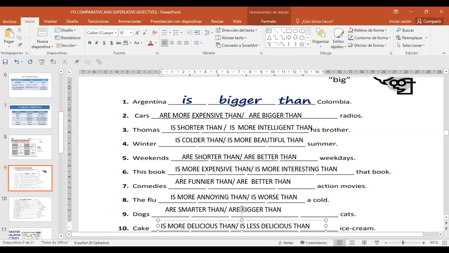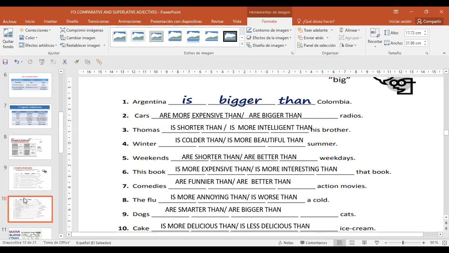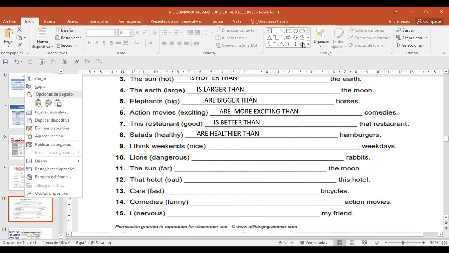And in both cases, I'm comparing, and I'm using the adjective delicious qualifying them, but in the first case, I'm saying that it's more delicious, and in the second case, I'm saying it's less delicious than. Okay, excellent. So let's advance, because I have more here.